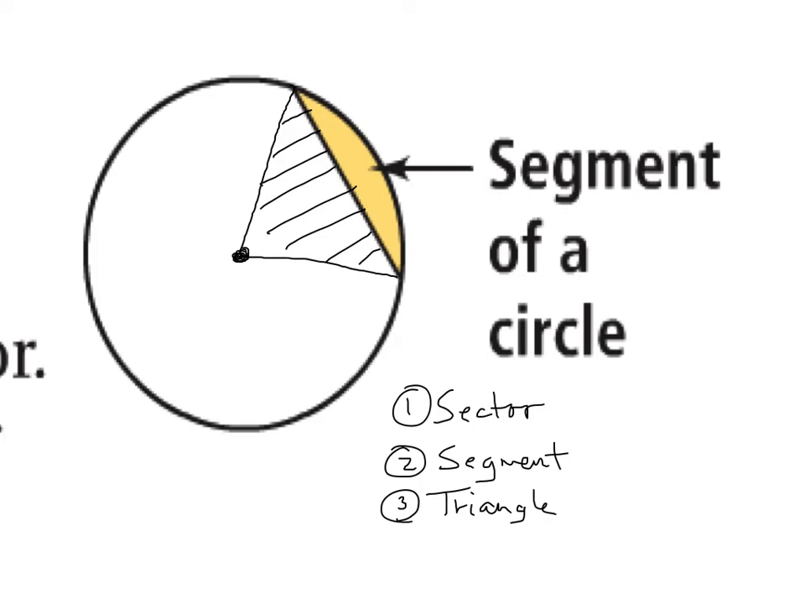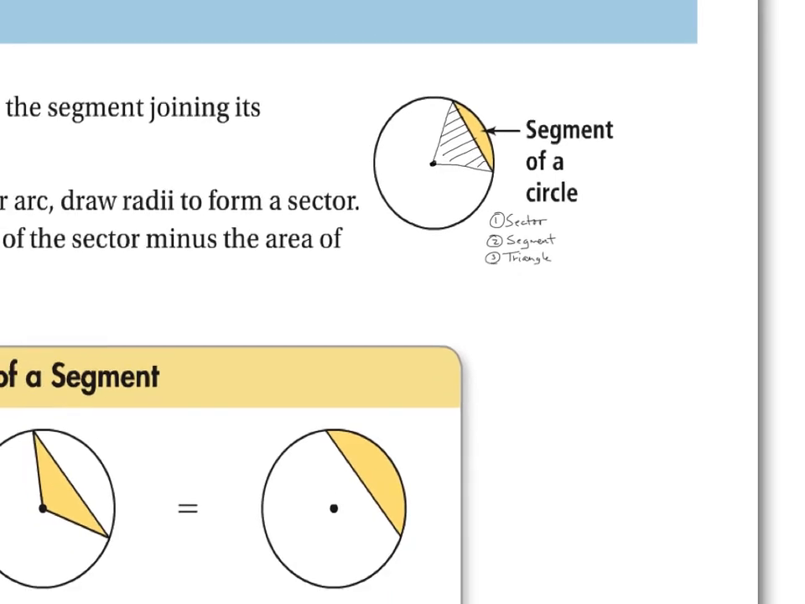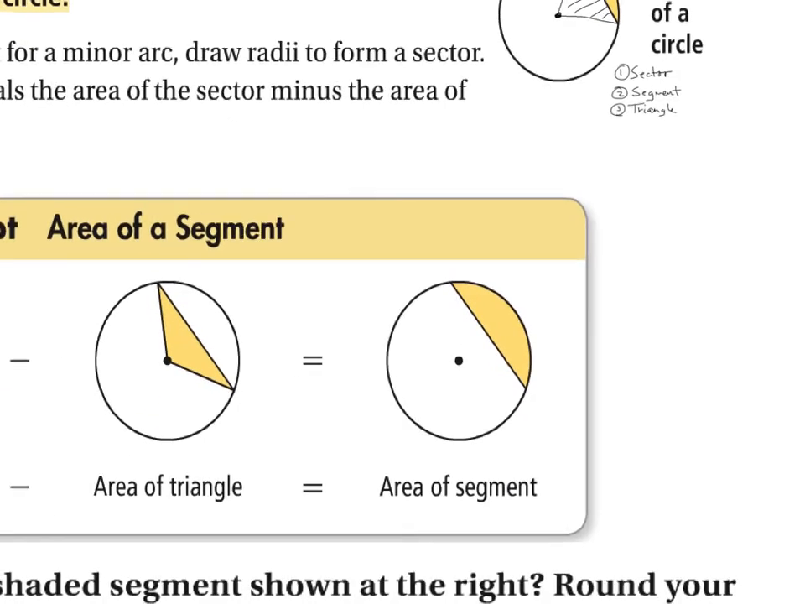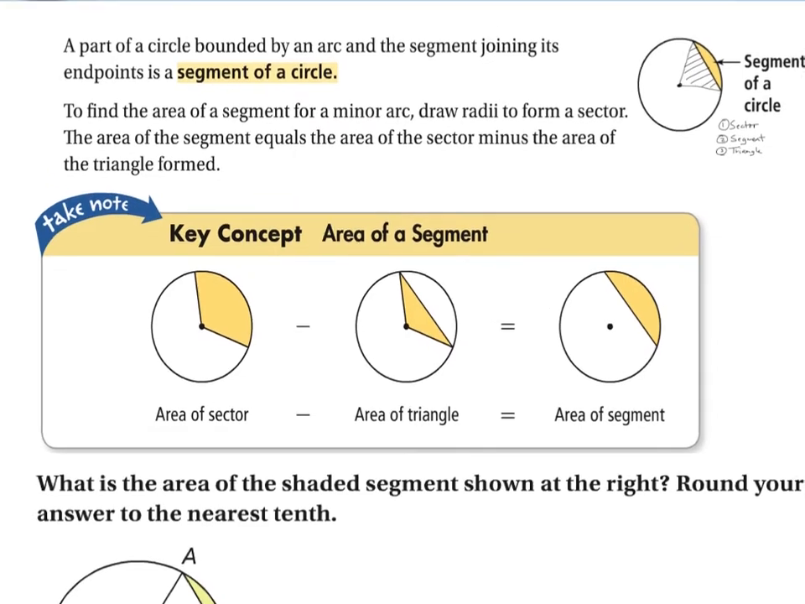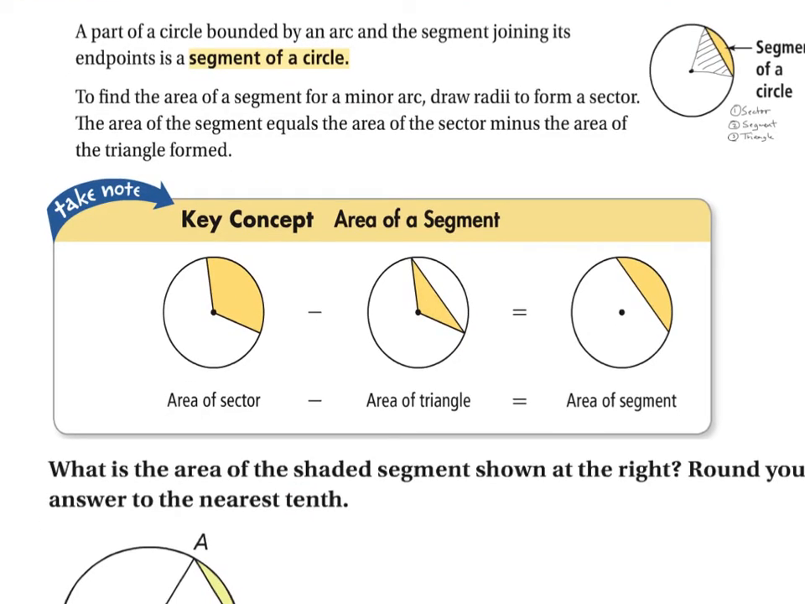So what you're going to find as we figure out the area of a segment of a circle is that if we take the area of the whole sector and subtract the area of the triangle part, that will leave the area of the segment. Essentially, whole minus part gives us a part. So you're going to have to be able to find the area of a sector, the area of a triangle, and then use those two things to find the area of a segment.